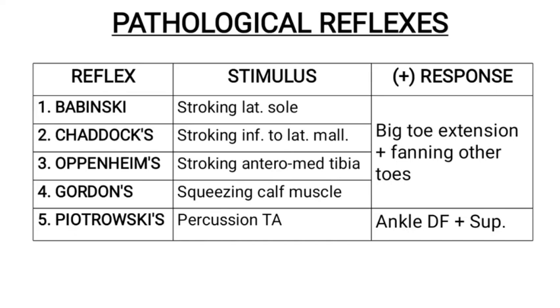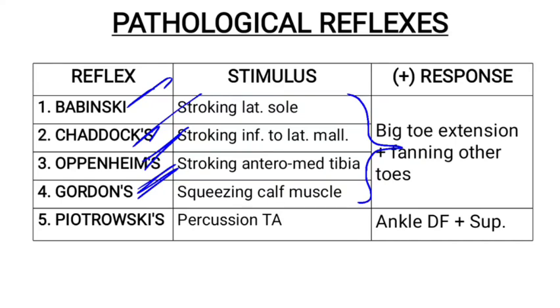Now let's talk about your pathological reflexes. These types of reflexes will only become positive if there is a problem with your central nervous system. So you have your Babinski's, your Chaddock's, Oppenheim's, and your Gordon's. All four of them, although they have different stimuli, have the same response, which is extension of the big toe and fanning of the other toes.